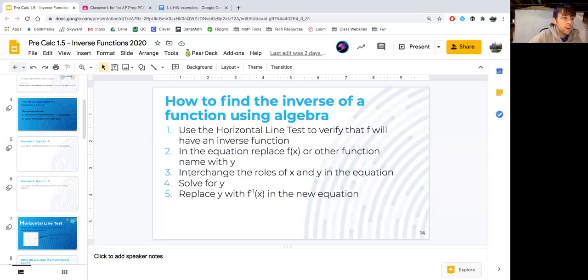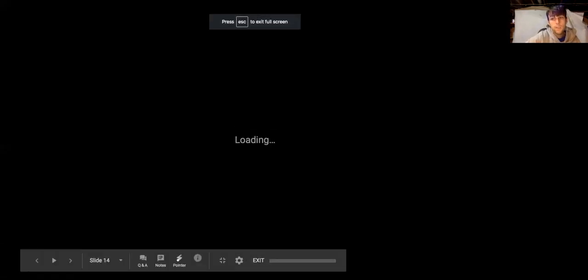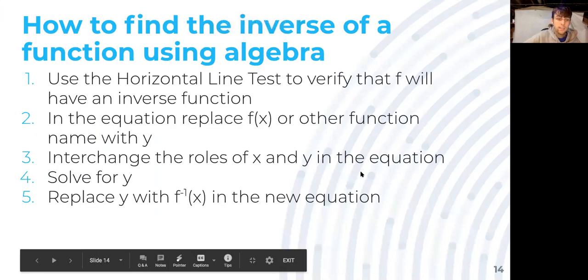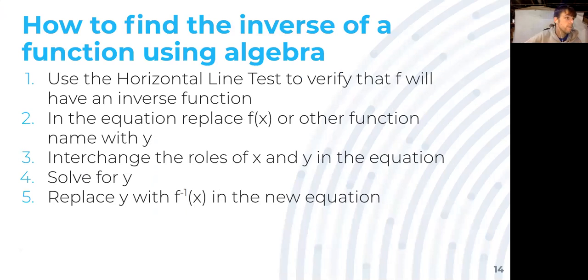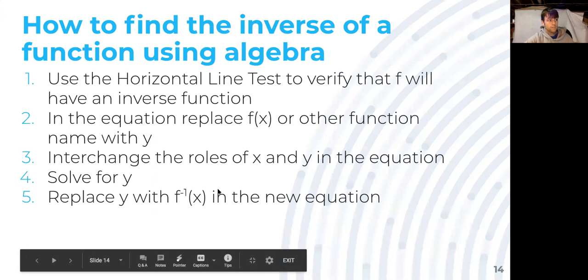So what we didn't go over yesterday was how to start with a function and then come up with its inverse. And so the steps that I have here on the screen, these are the ones that we're going to be following to algebraically create or to solve for the inverse of a given function. 5 steps, some of them are much shorter and faster than others.